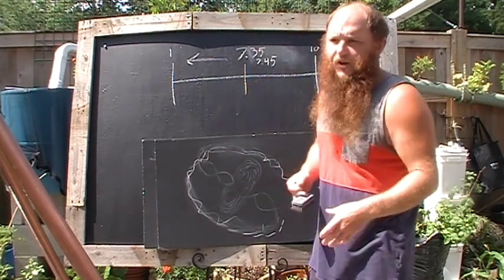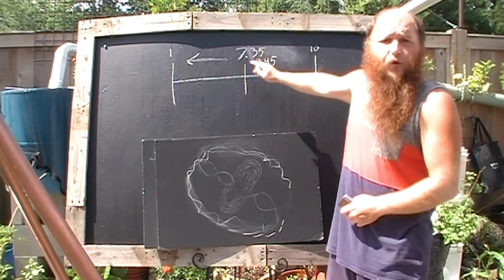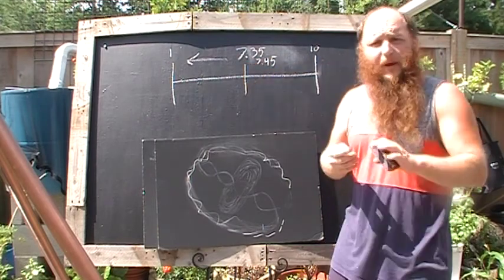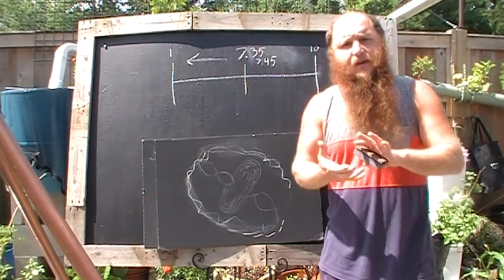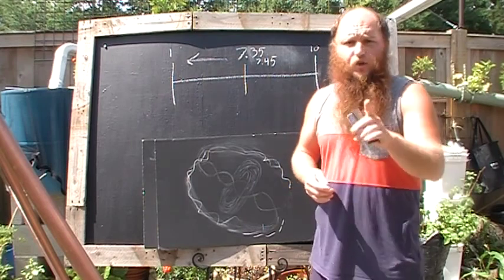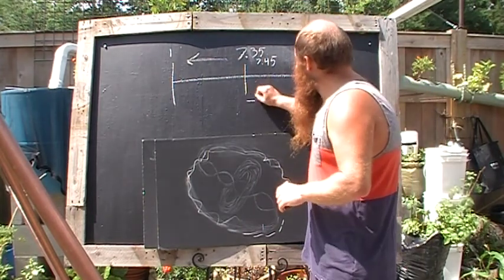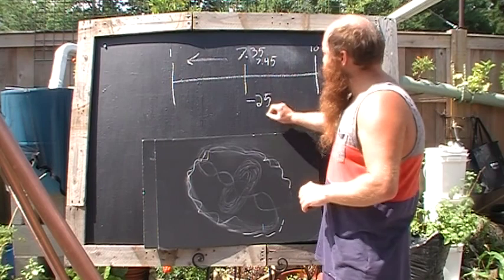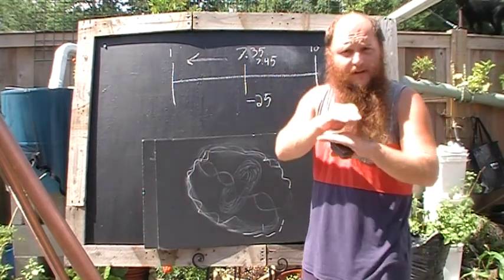I know I'm on a tangent here, but let's go 7.35 to 7.45. That's the basic alkalinity that you want your body to be at, which equivalates to minus 25 millivolts is when your body's balanced.